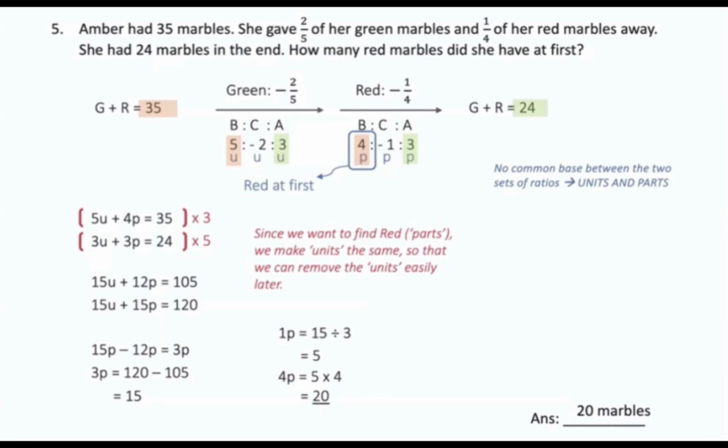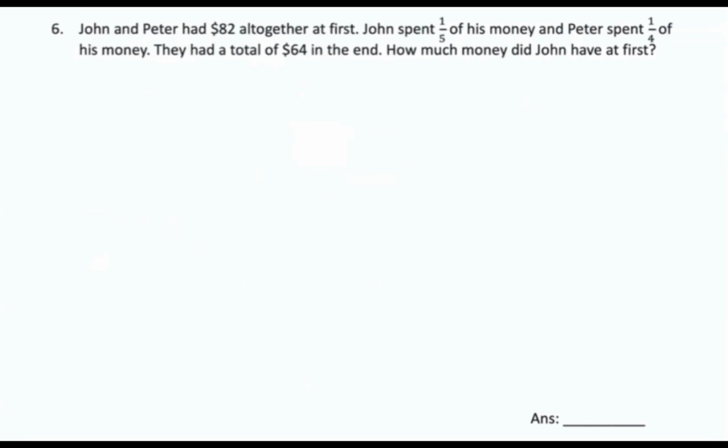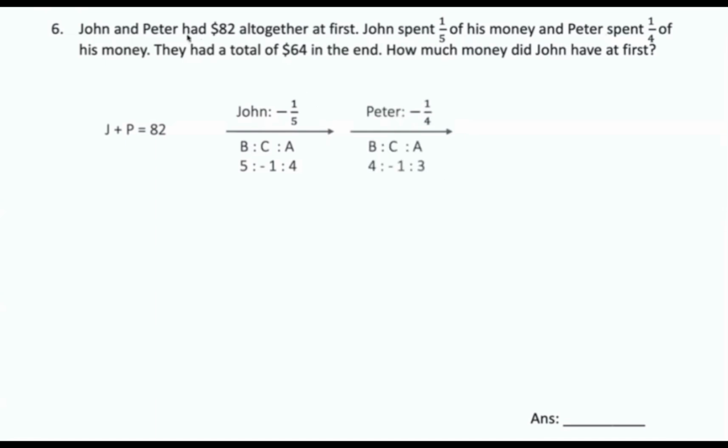Okay, let's look at question number 6. Let's record the data first. John and Peter had $82 altogether. John spent 1/5, so 5 take away 1 left 4. Peter spends 1/4, so 4 take away 1 left 3. The total is $64 in the end.